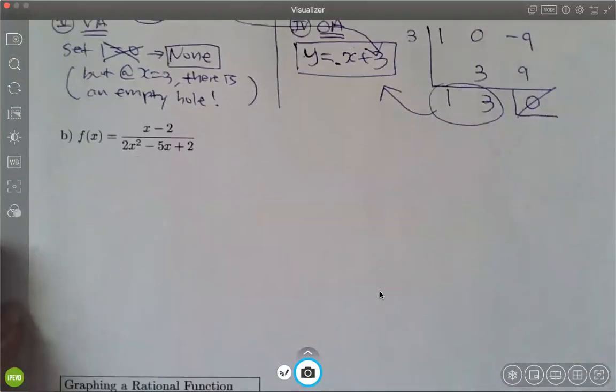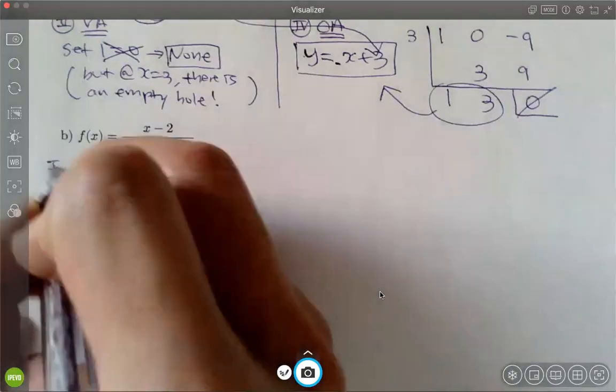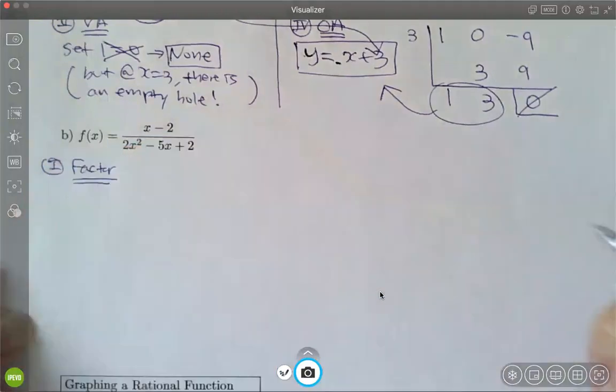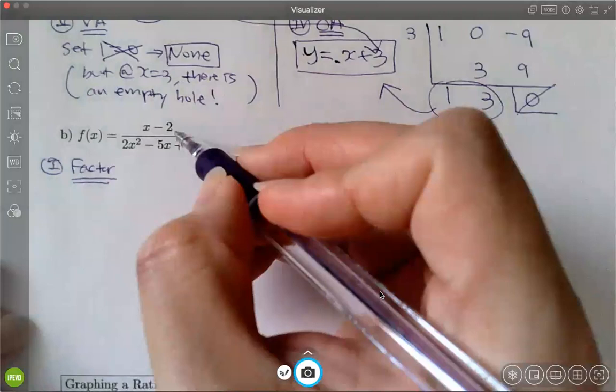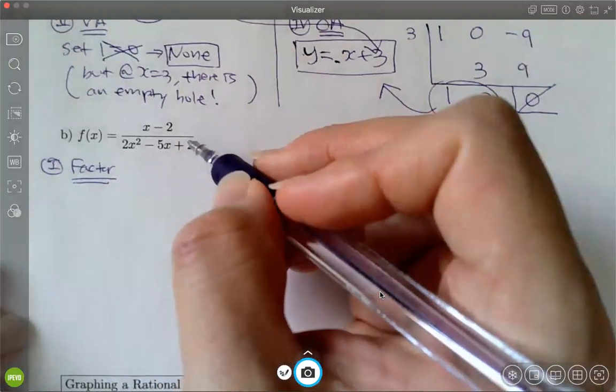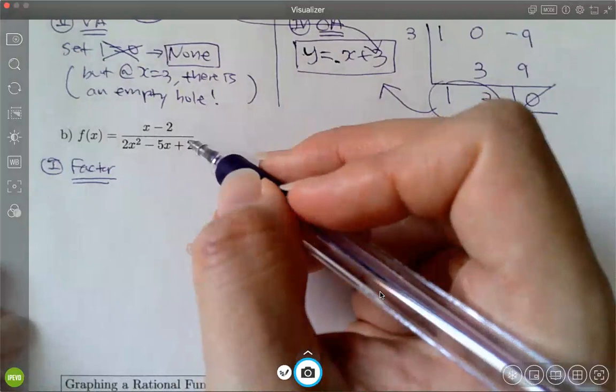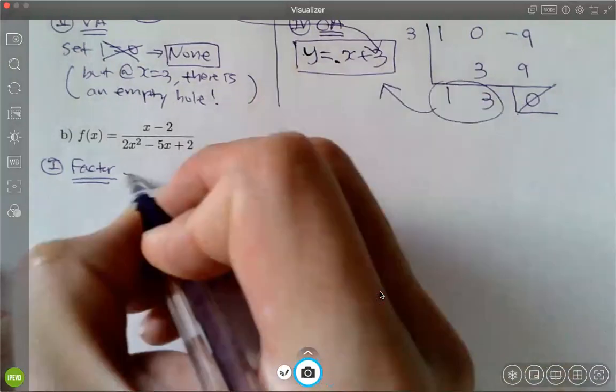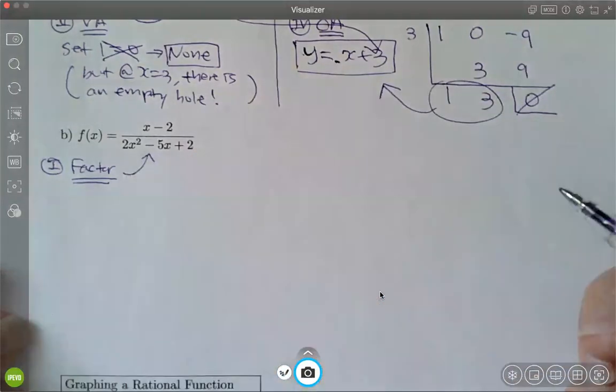Okay, so now let's factor top and bottom. I'm not going to write this, but you can easily see x minus 2 cannot be factored, right? So in order to factor this function, what do you really have to factor? Only the bottom, right? 2x squared minus 5x plus 2. Can that be factored? It should, right? Yeah.